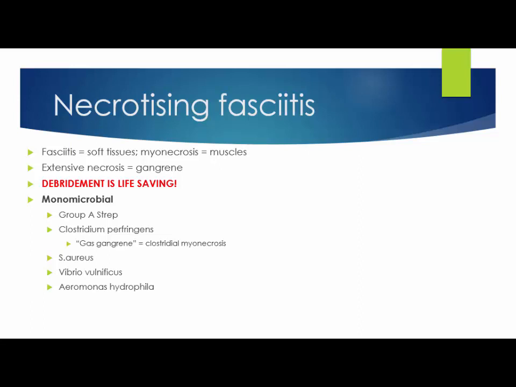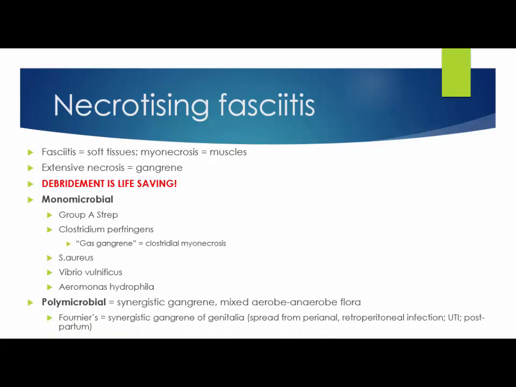But other bugs can do it as well. So the Vibrio that we talked about with waterborne injuries can cause it. Staph aureus can do it. Aeromonas can do it as well. So there are a few bugs. It can also be polymicrobial, so multiple bugs, also known as a sort of synergistic gangrene, and it's mixed aerobes and anaerobes. Fournier's is a subset of that, affecting the genitalia.